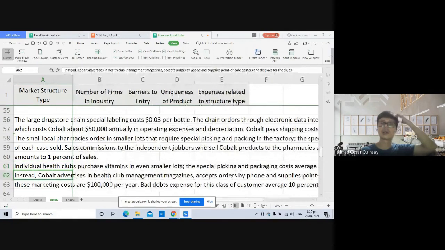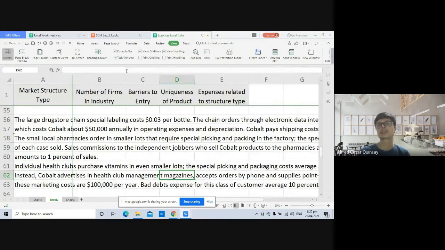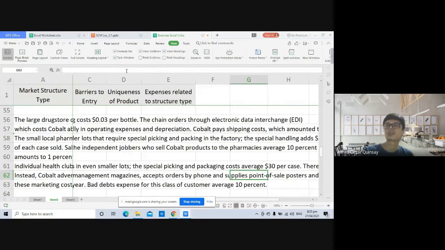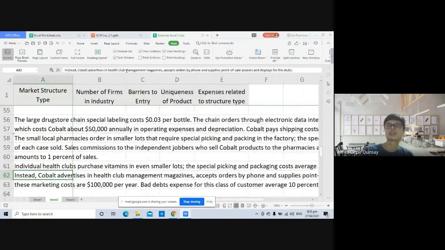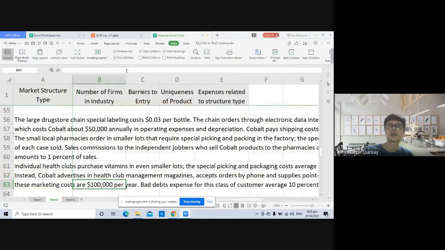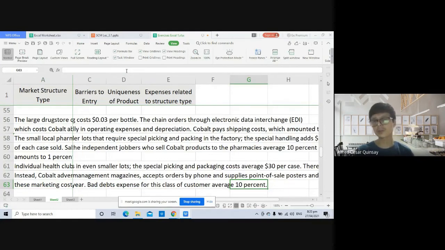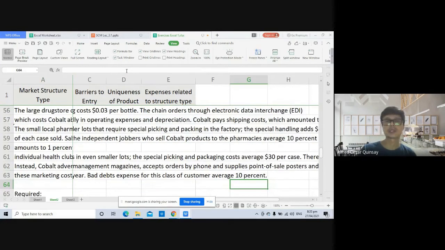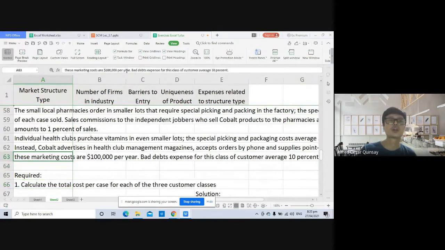Instead, Cobalt advertises in health club management magazines, accepts orders by phone, and supplies point of sales and displays for the club. So, this marketing costs are $100,000. So, ito naman yung gagastusin ng health club, may $100,000 per year. Bad debts expense for this class of customer average 10%. Yon. So ito naman yung kaibahan niya doon sa dalawa, no? Okay, meron rin siyang mga gastusin na para sa kanya lang.